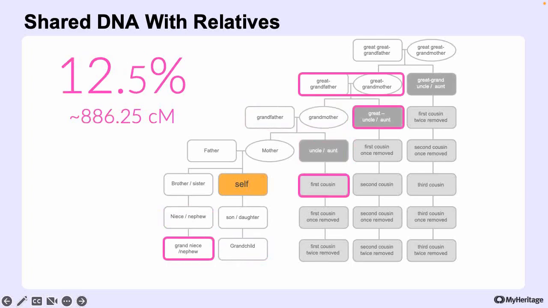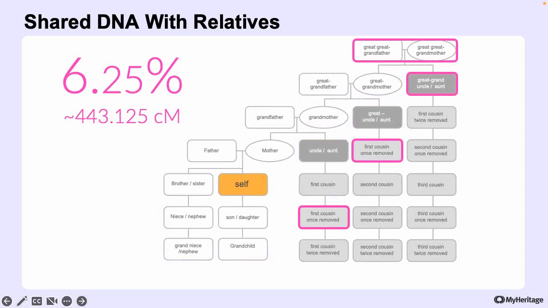Let's continue and look at 12.5% of shared DNA. In that case, it will be either one of our eight great-grandparents, a great-uncle, a first cousin, or a grand-niece or nephew. And if I move down to 6.25%, then it goes further away. So the first conclusion is that the amount of DNA that we share with a person indicates the relationship type. And the second conclusion is that the more DNA we share, the closer this person is to me.